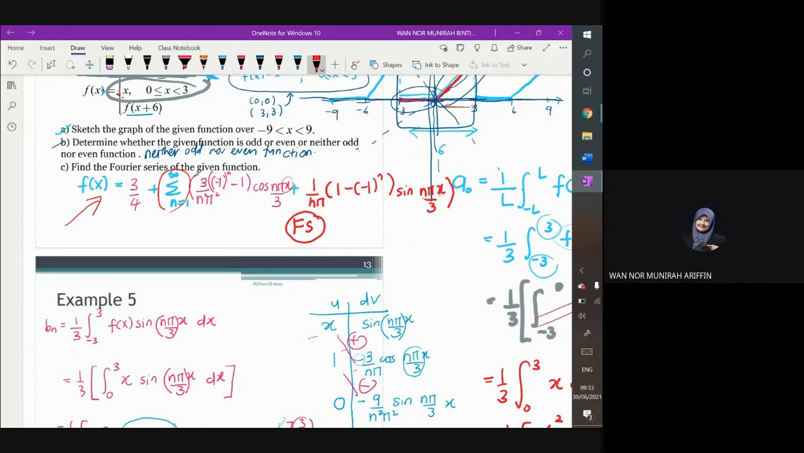So that is the end of our second example in this video. I will try to explain another example, probably on what we call odd function, in the next video.